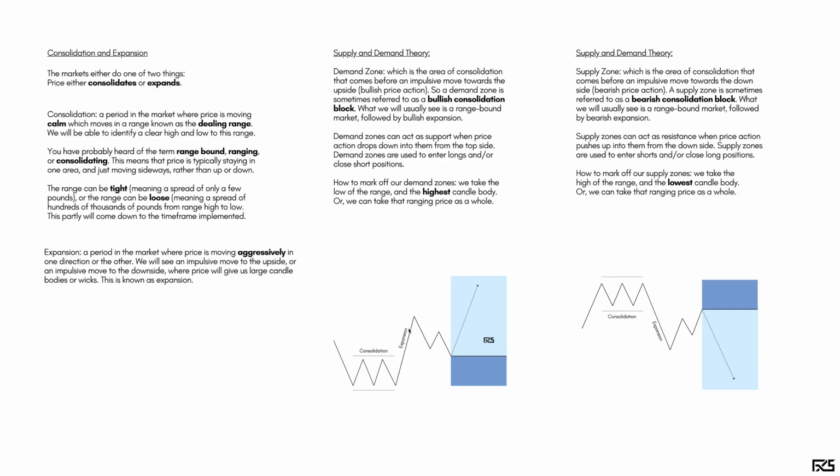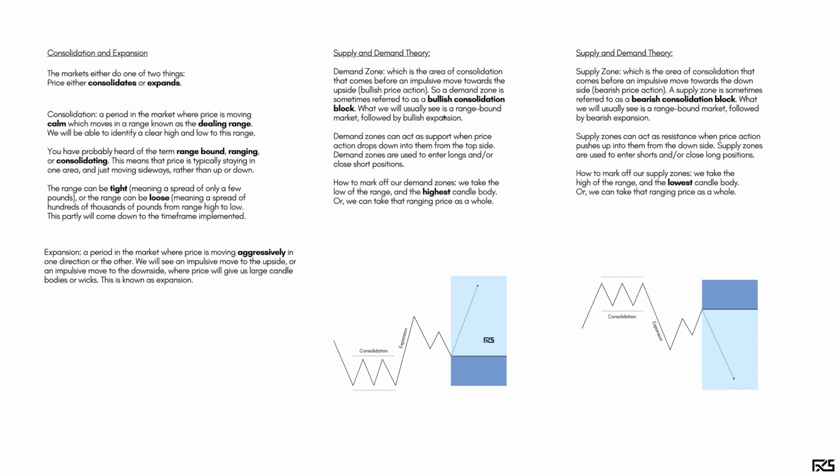Now what we're going to do is get into supply and demand, starting on demand zones. Okay, so demand zones, this is an area of consolidation that comes before an impulsive move towards the upside, i.e. bullish price action. So this is our demand zone. Price impulsively moves towards the upside, as you can see. This consolidation phase is our demand. A demand zone is sometimes referred to as a bullish consolidation block.